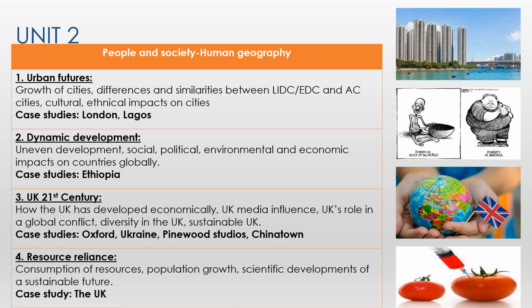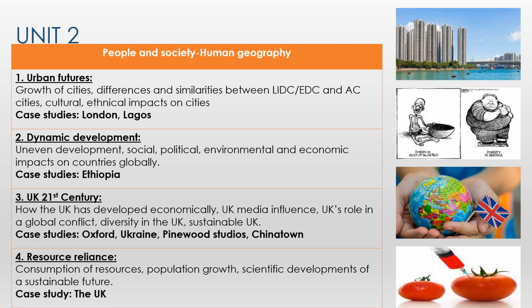Paper 2 or Unit 2 is People and Society, and this is Human Geography. With this, it's based around development, how cities have increased over time, the changes in the UK, and resource reliance.